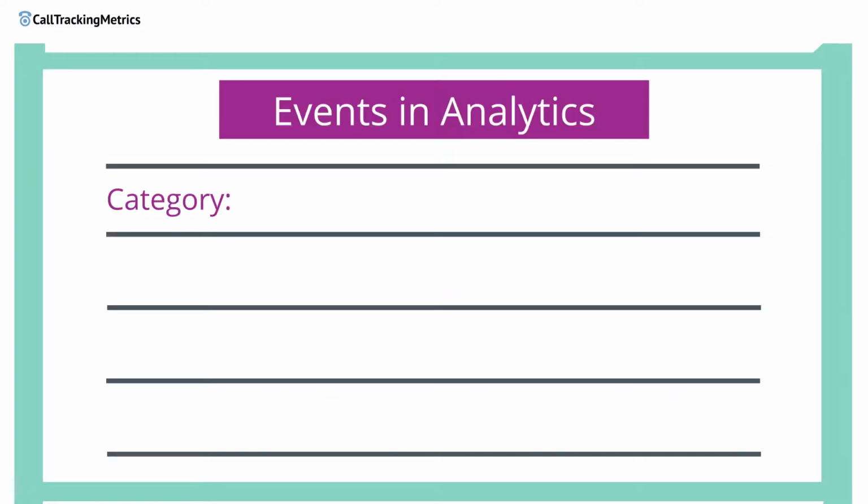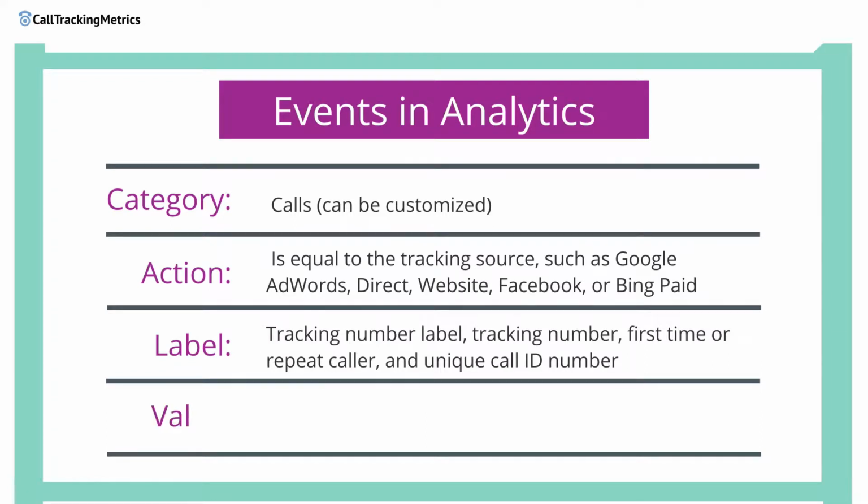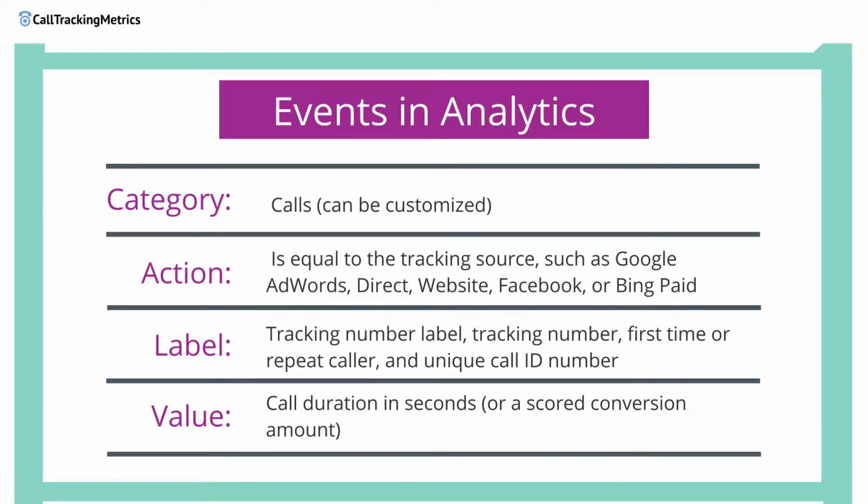An event in Google Analytics can be broken up into 4 main components: category, action, label, value. By default, the category will be calls. Inside of CTM, there are several different ways to customize the category of an event. The action will always be equal to the name of the tracking source. The label is made of 4 parts.